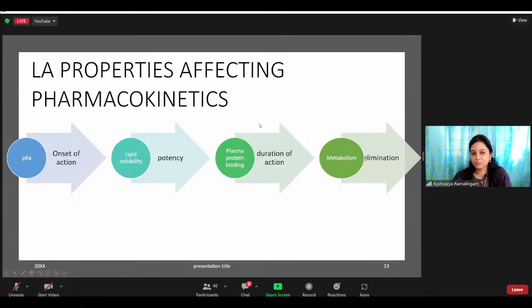The local anesthetic properties which affect the pharmacokinetics are these: pKa, which determines the onset of action; lipid solubility, which determines the potency; plasma protein binding, which determines the duration of action; and metabolism, which decides the elimination of the drug from the body.